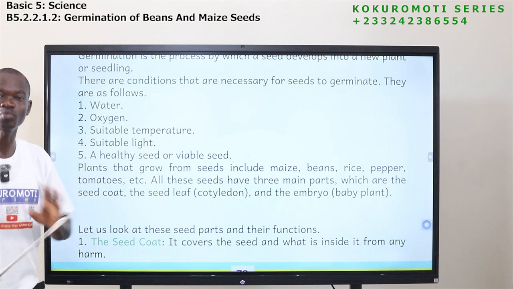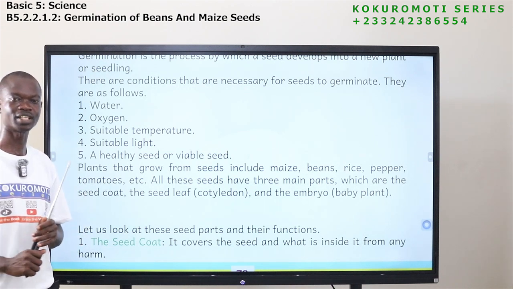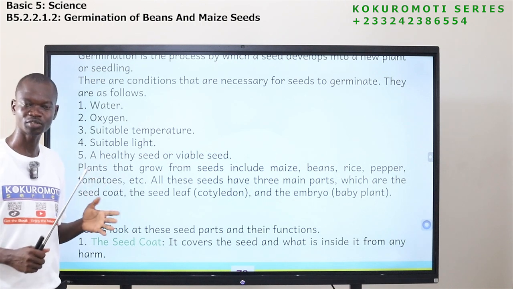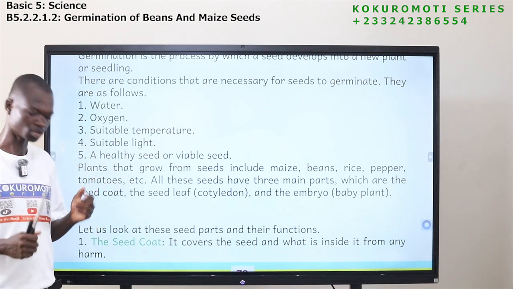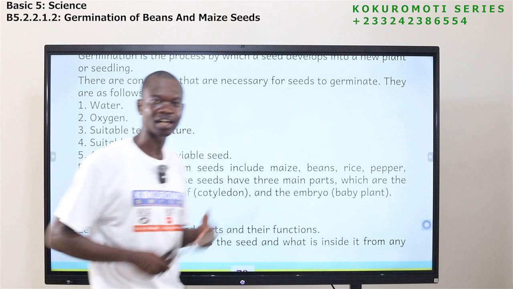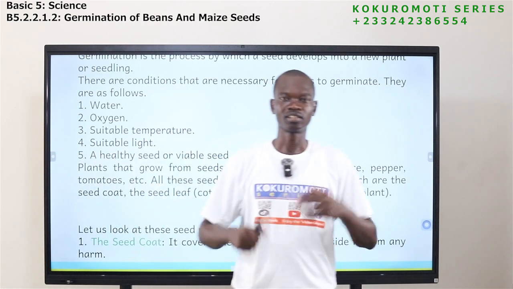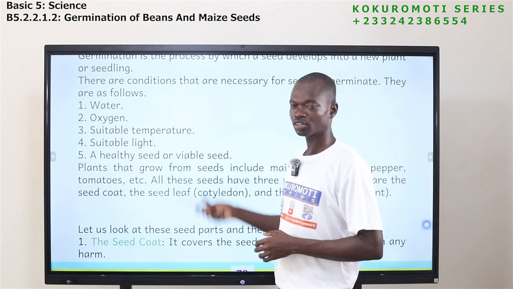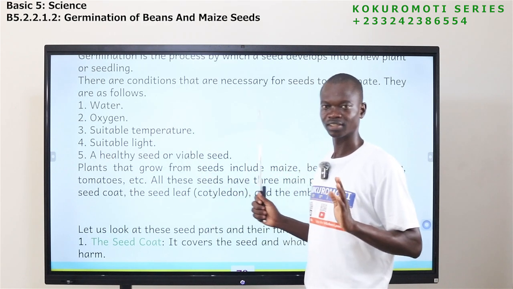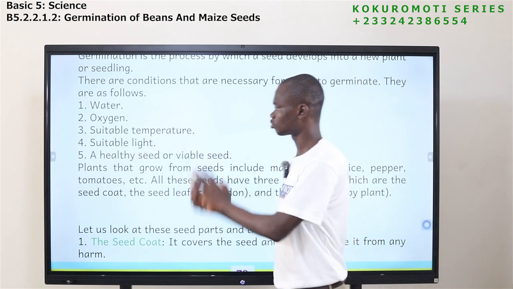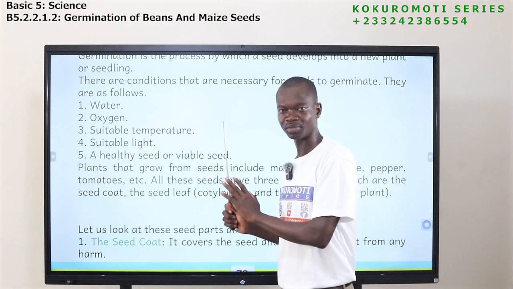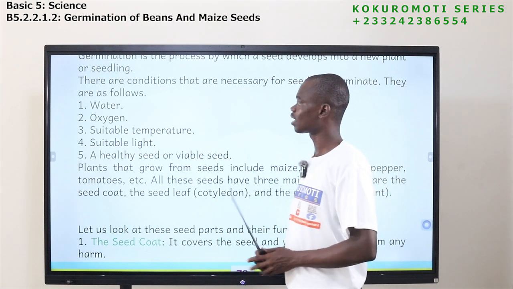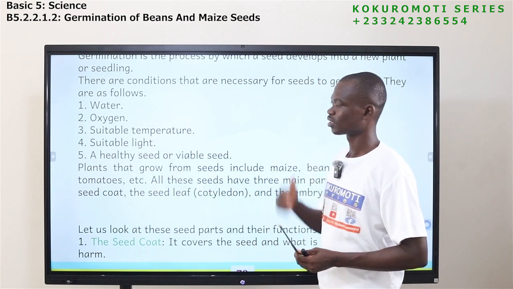Without them, there is no way a seed can germinate. And let me tell you that if any of these is missing, germination will be a problem. So if you sow a seed and after weeks no germination has taken place, then it tells you that one of these conditions wasn't present. So if you want to have your seed germinate, ensure that all these are present. Now, water. You can water.